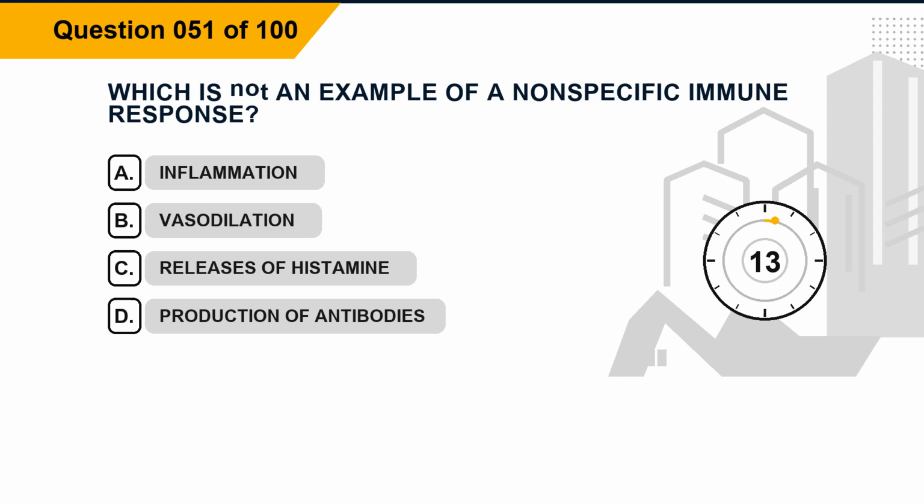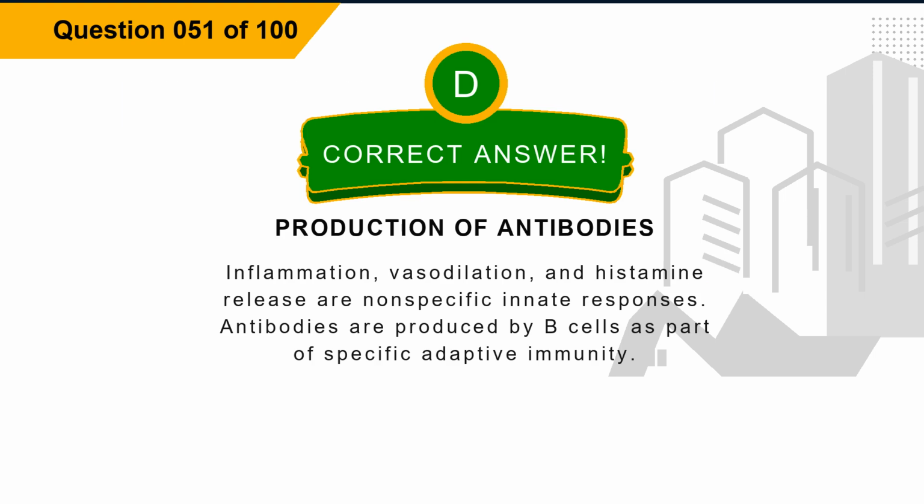Question 51. Which is not an example of a nonspecific immune response? Option A, inflammation. Option B, vasodilation. Option C, release of histamine. Option D, production of antibodies. The correct answer is option D, production of antibodies. Explanation. Inflammation, vasodilation, and histamine release are nonspecific innate responses. Antibodies are produced by B cells as part of specific adaptive immunity.